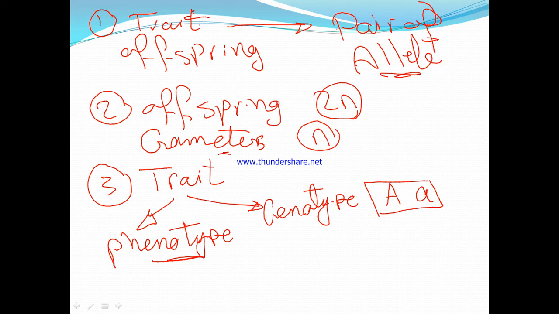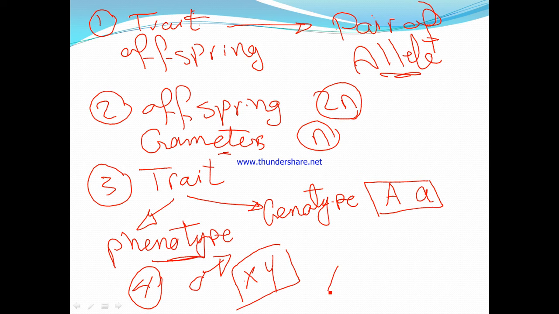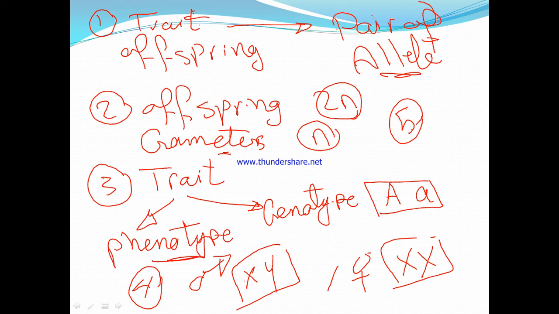Okay. Number 4, the offspring may be male with X and Y sex chromosomes, or female with X and X. The last one, 5, both X and Y carry somatic genes and sex genes, or somatic traits and sex traits.